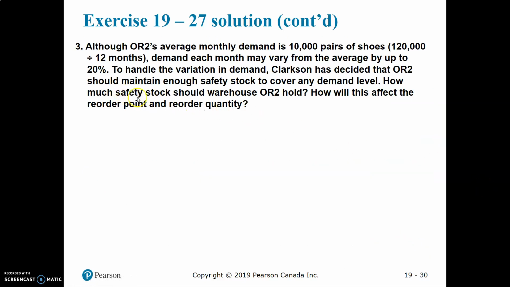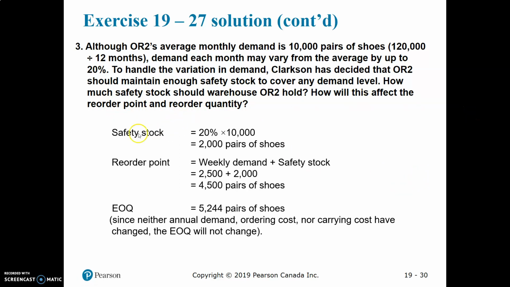Third question is about solving for safety stock, as well as how this would have an impact on the reorder point and reorder quantity. So let's get started. Safety stock is a buffer against unexpected increase in demand. In our question, it indicates that there is a variation of demand of up to 20%. So this is what we need to take into consideration when we are calculating our safety stock.